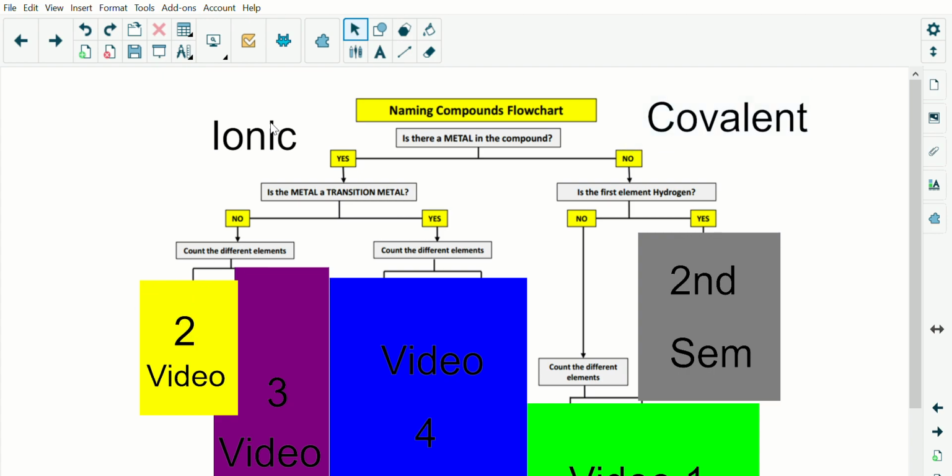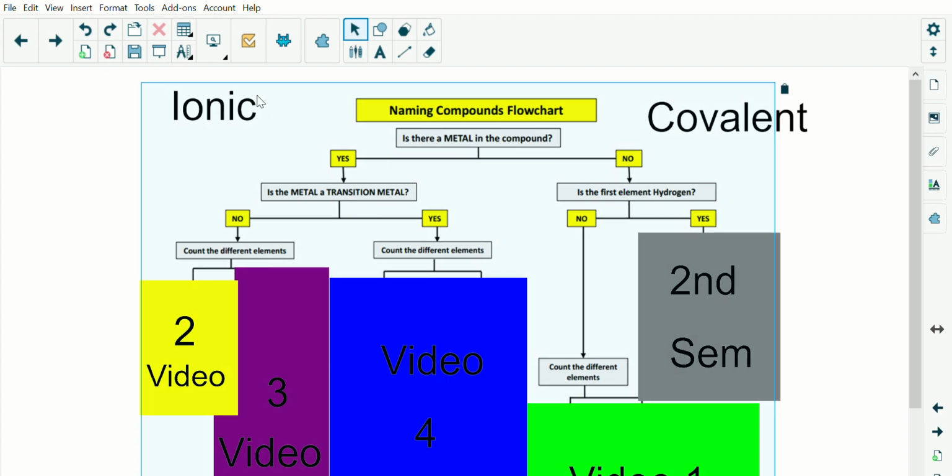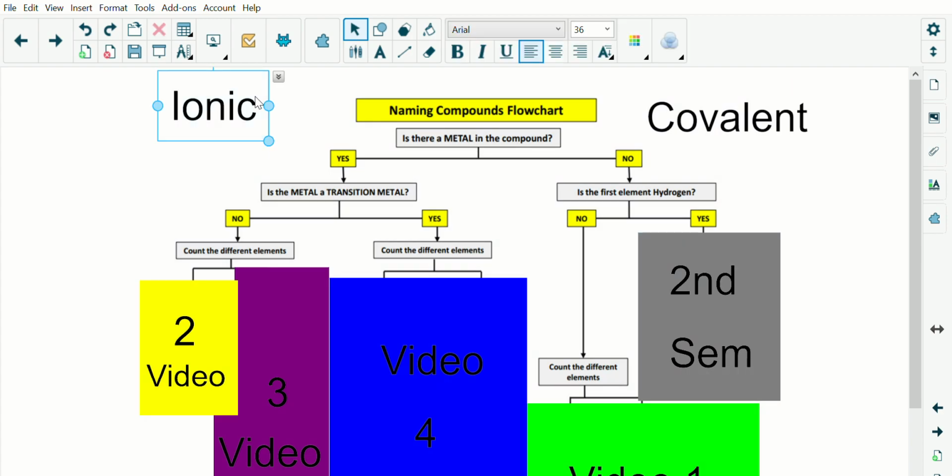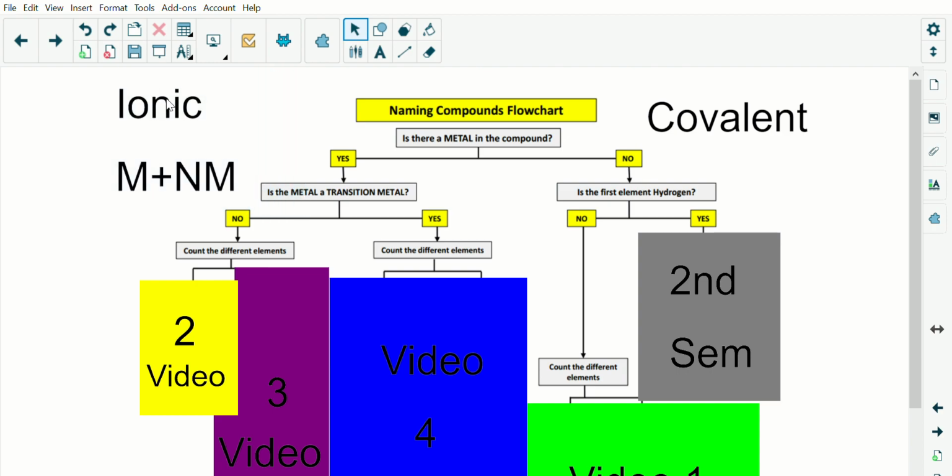So essentially, ionic is when you have a metal plus a non-metal. So really the question is, what kind of metal is it? I mean, that's really what it's going to come down to. So is there a metal? Yes. Is a metal a transition metal? No. So what we're going to specifically do today is talk about this little chunk, which is about ionic, what I call phase 1, or basic metals.